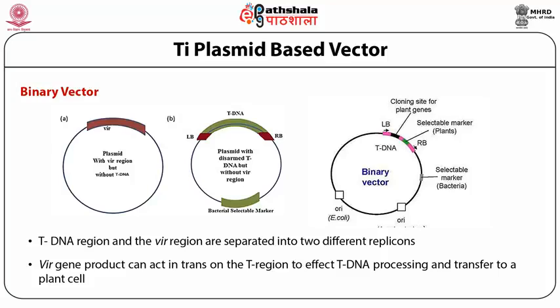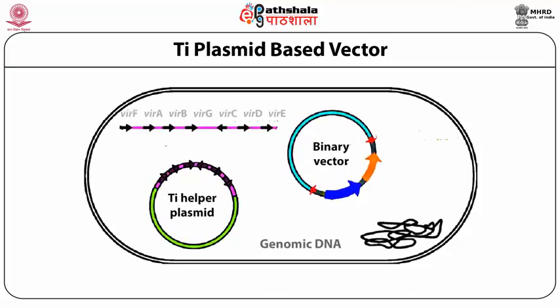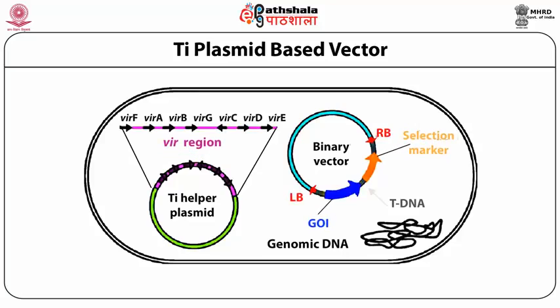So this plasmid, once it's constructed in vitro, is transferred to Agrobacterium tumefaciens. With the help of Vir products, coming from the activity of Vir genes in the helper plasmid, this tDNA is excised and transferred to the plant. This shows in greater detail the two different plasmids when they are transformed inside agrobacterial cells.